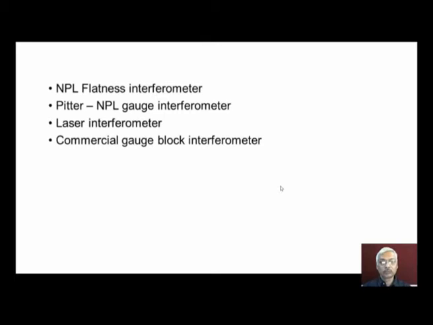And then we will move on to the discussion on different types of interferometers like the NPL flatness interferometer, Pitter NPL gauge interferometer, laser interferometer, and then we will discuss some of the commercial interferometers.